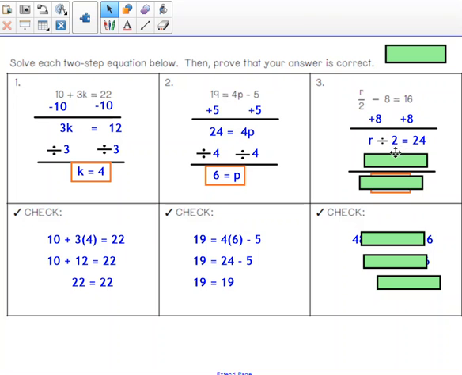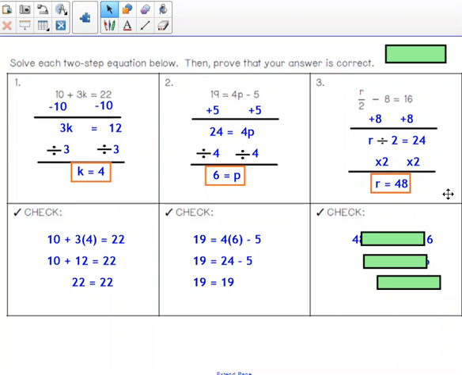And so now to isolate the variable, we've got to do the opposite of dividing by 2. So we multiply both sides by 2. And this cancels. And over here, that's a 48. So we're essentially saying that r has a value of 48.